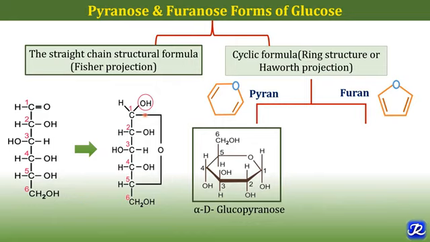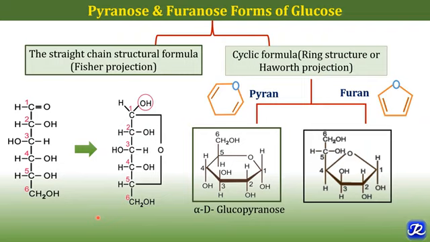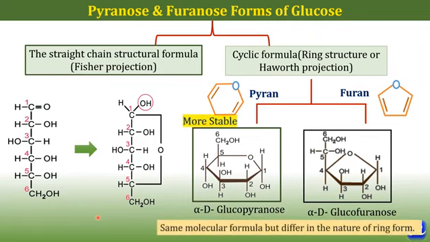And when the aldehyde group at C1 reacts with the hydroxyl group at carbon number 4, there is formation of glucofuranose. So these depend upon the pyran or furan ring. There are two forms of glucose in the ring structure, glucopyranose and glucofuranose. Glucopyranose is more stable, and both have the same molecular formula but differ in the nature of the ring form.